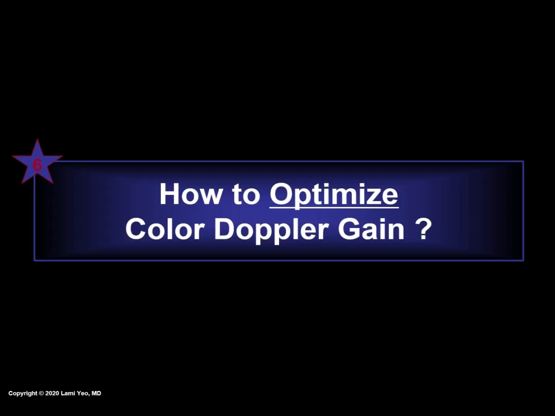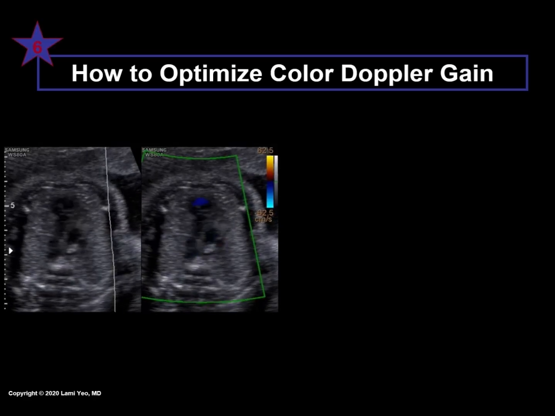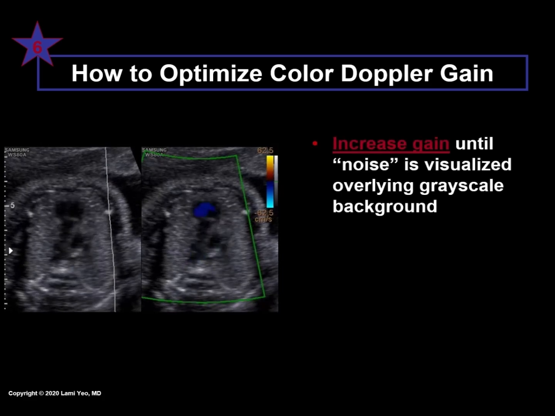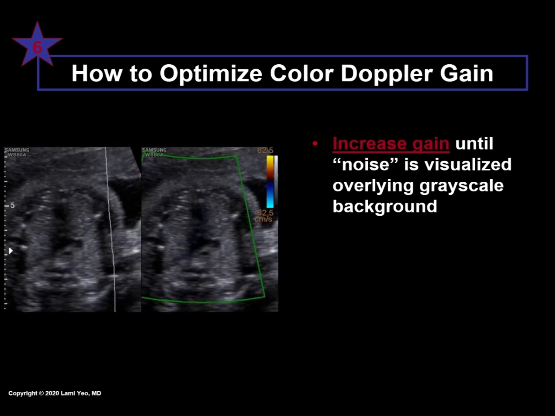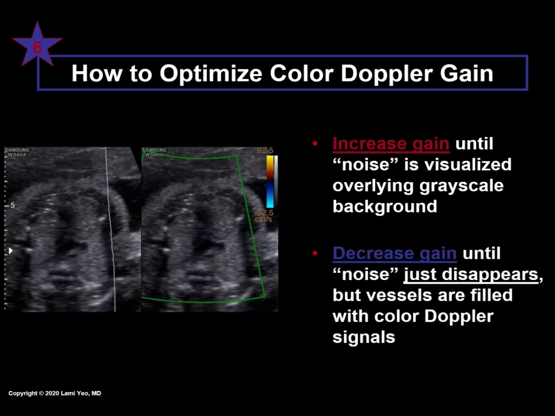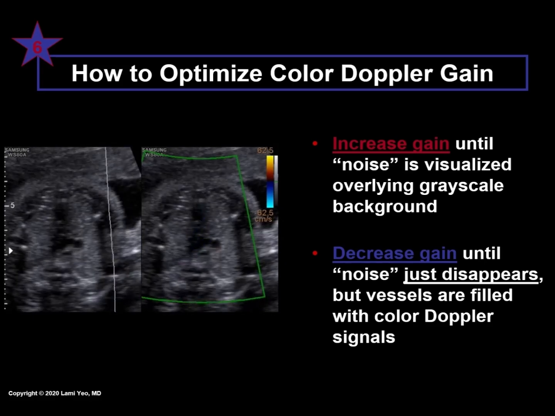So what is the best method to optimize the color Doppler gain? First, increase the gain until there is color noise visualized overlying the grayscale background. Then, decrease the gain until the noise just disappears, but vessels are still filled with color Doppler signals.